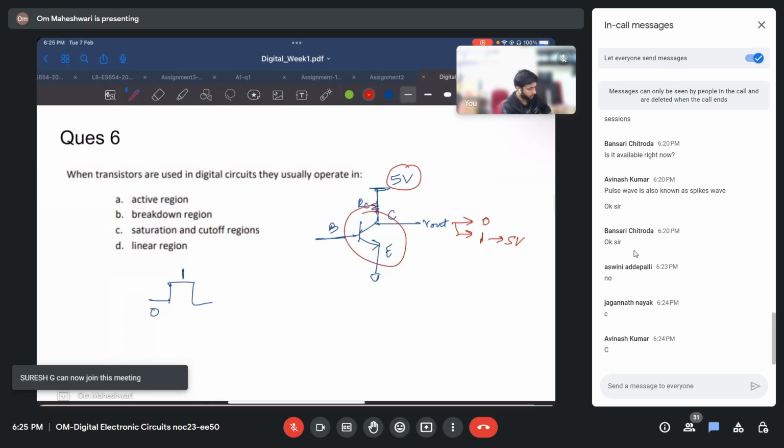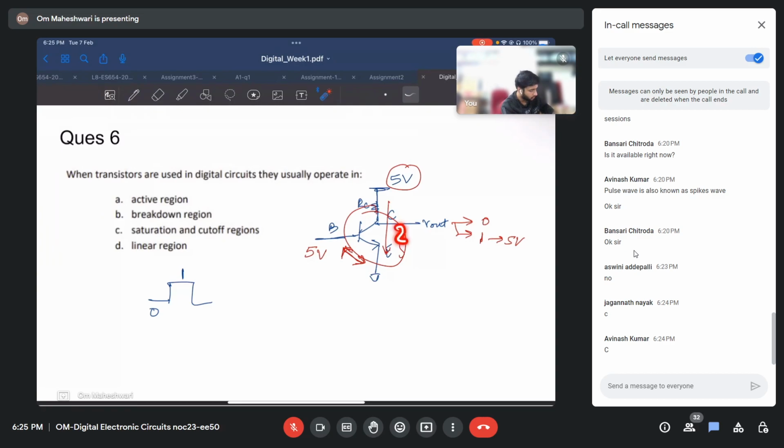So what happens is that when I apply 5 volts here, this transistor is turned on and the current flows through this transistor, and there is very little voltage drop across this transistor. It is approximately 0.2 volts in saturation. So we consider it as a 0. So for getting 0, we are using saturation.